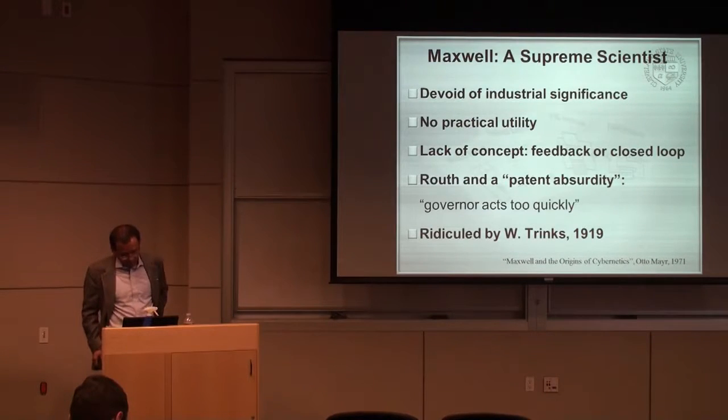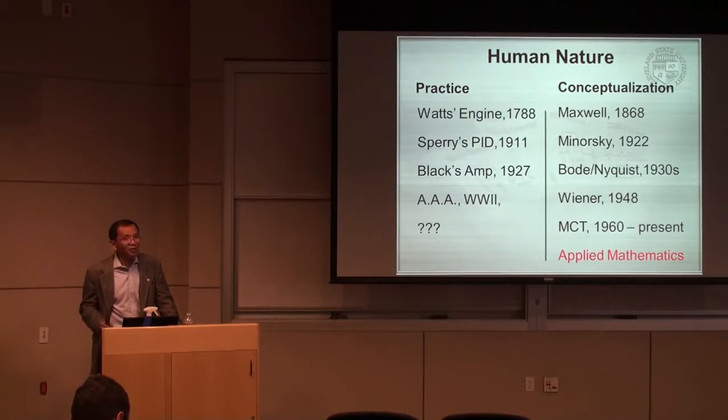A well-known control historian, Otto Mayr, in 1971 actually wrote a paper on Maxwell's conceptualization. He pointed out that Maxwell is a great scientist, but his work didn't really make an impact on industrial control, and he gave a list of reasons. So from the very beginning, you see there's a gap between the conceptualization and the invention themselves.